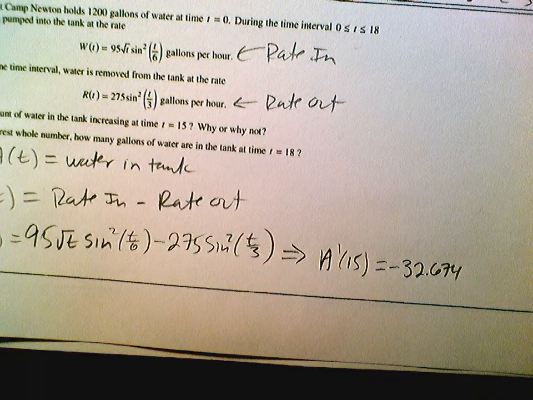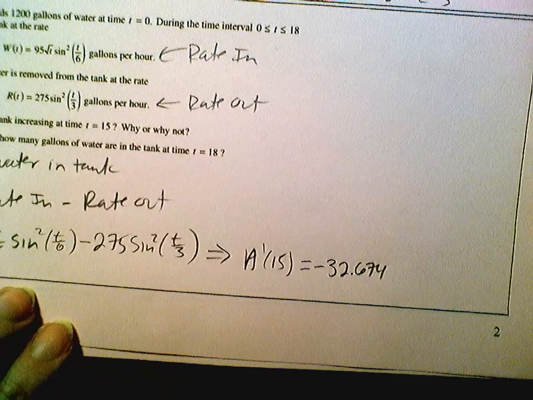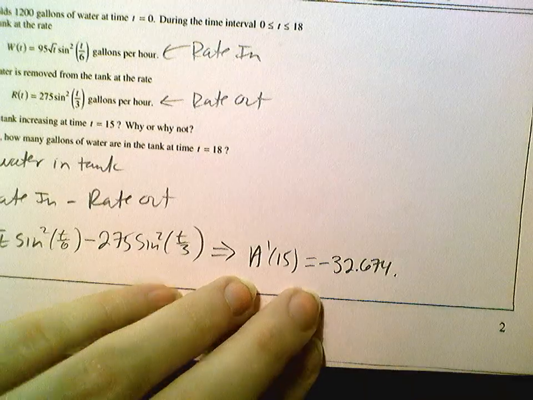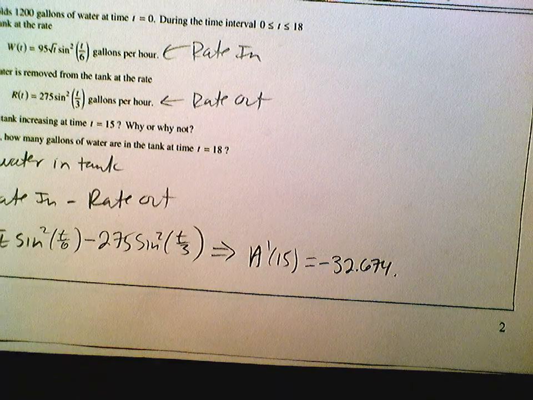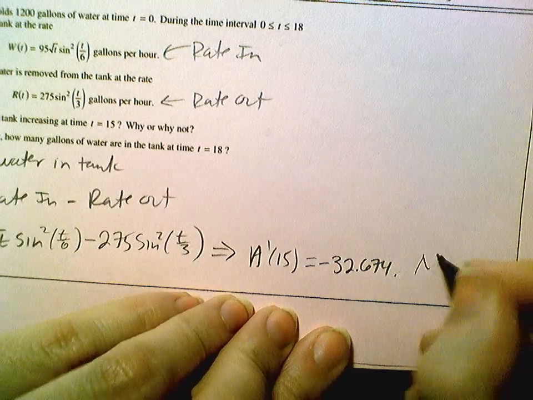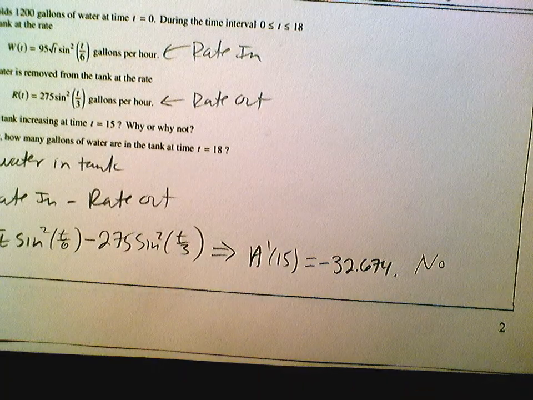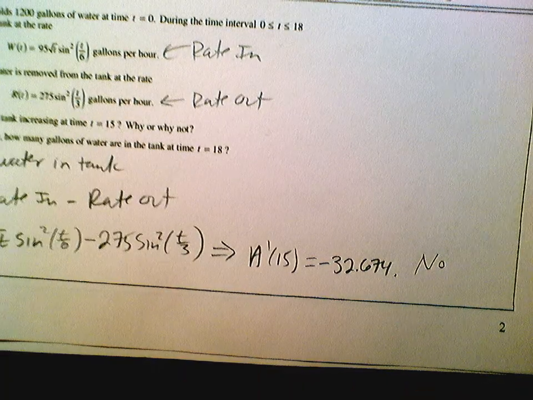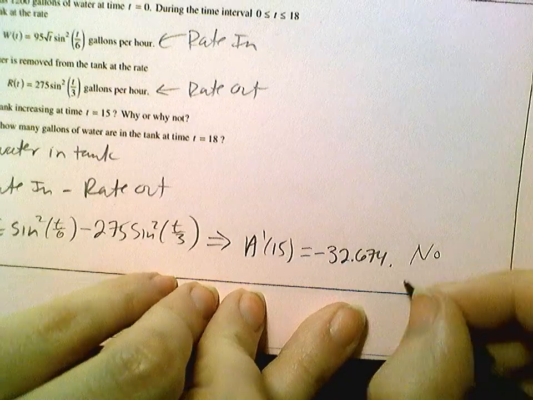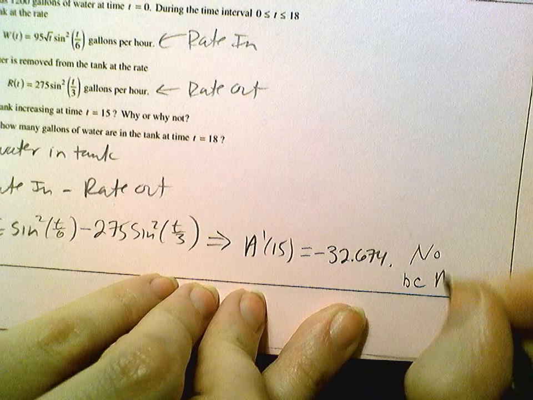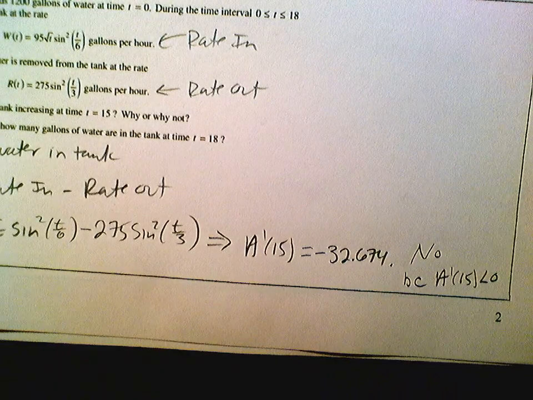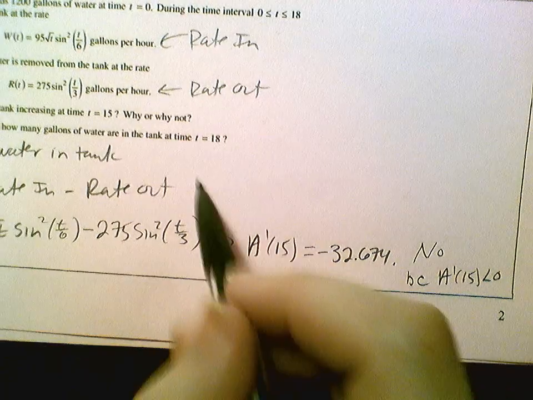32.674. Guys, if they ask you a yes or no question, I have learned that you need to answer clearly yes or no. So, is the amount of water in the tank increasing? No. So don't just say it's decreasing. Say no. Okay, so no, because A prime of 15 is less than 0. All right, so that's part A.